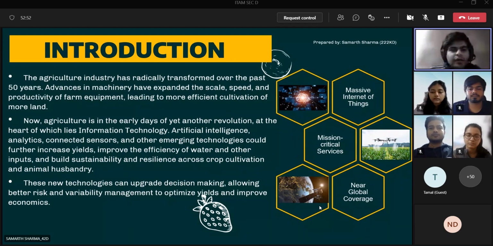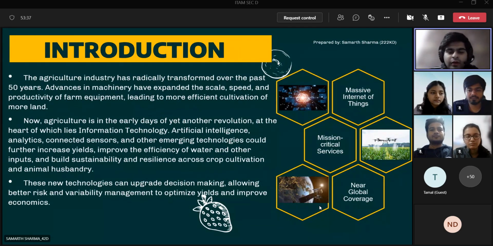Artificial intelligence, analytics, connected sensors, and other emerging technologies could further increase yields, improve the efficiency of water and other inputs, and build sustainability and resilience across crop cultivation. What we mean by this is that the upcoming technology would not only help in adding more features to our agriculture, but also help in bettering the existing framework we have for agriculture. And what would mainly push this revolution would be three things: first, the massive internet of things; second, mission critical services; and third, near global coverage, which also includes LEO orbit and satellites, etc.